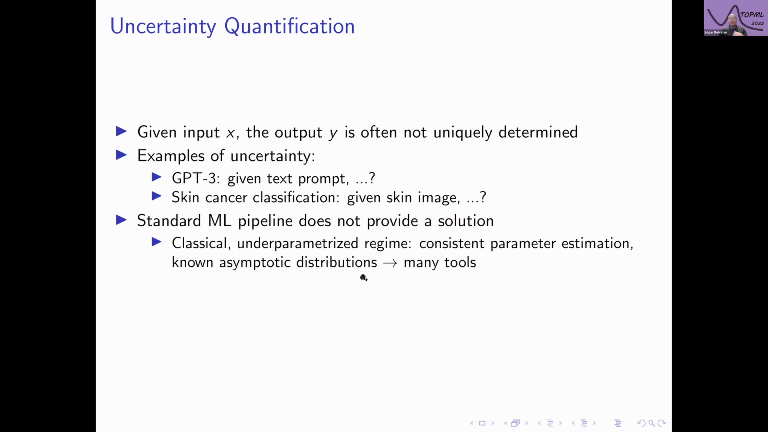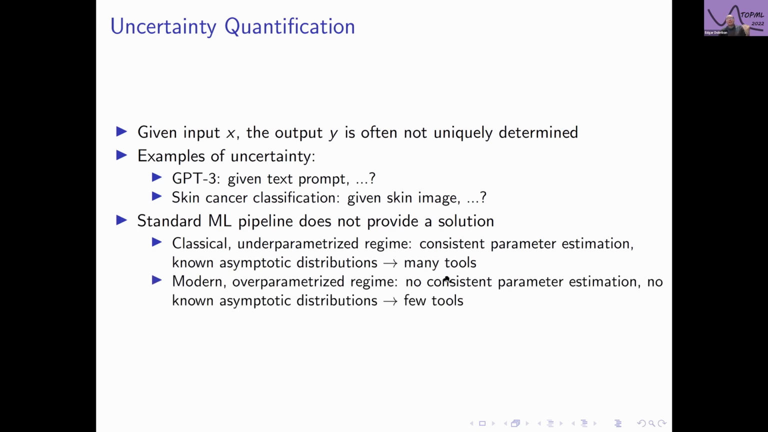In this case, we can easily derive some predictive distribution, let's say the conditional distribution of y hat given x. And so we have a lot of tools to do this type of uncertainty quantification. But in the modern setting, a lot of that kind of goes out of the window, because we don't generally expect consistent parameter estimation in obvious forms, and there's very little about asymptotic distributions, like asymptotic normal distributions, for instance. So we have a relatively more limited set of tools. There are still some tools, and I'll talk about them, but this problem is much more challenging in the modern overparameterized setting.